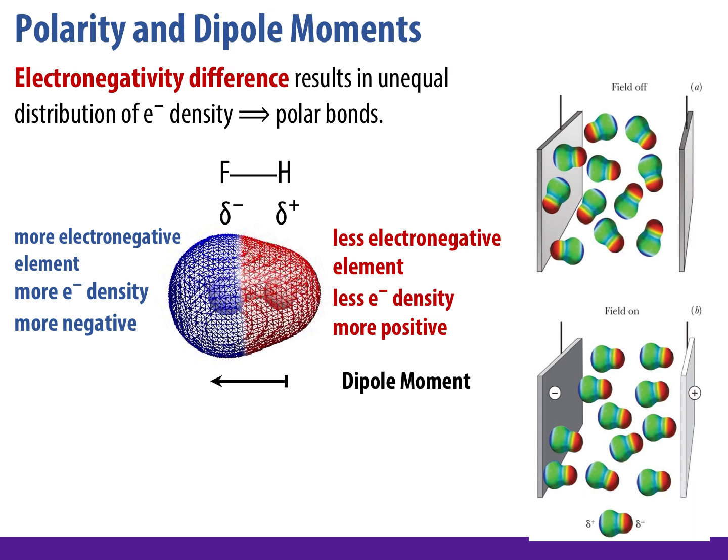An electronegativity difference results in an unequal distribution of electron density, which causes the bonds in each particular molecule to be polar. HF is an example. The more electronegative atom has a partial negative charge. The less electronegative atom has a partial positive charge. That gives us a dipole moment. It's this arrow pointing from the partial positive charge to the partial negative charge, so from the less electronegative to the more electronegative element, because the more electronegative element pulls those electrons tighter. We can measure that by putting in an electric field and watching the dipoles line up to minimize the energy.